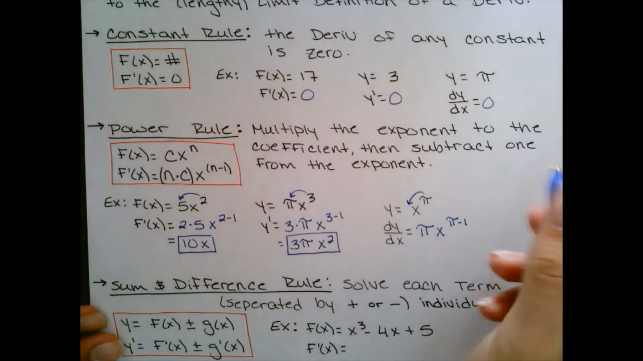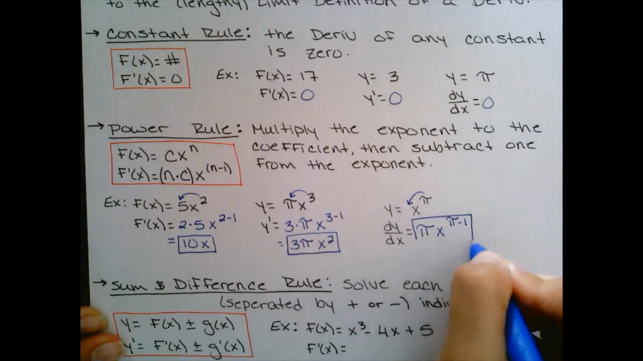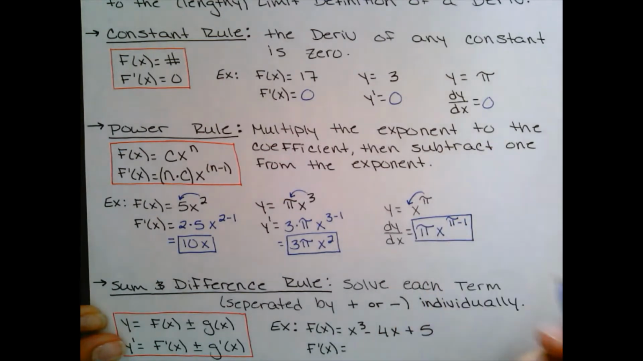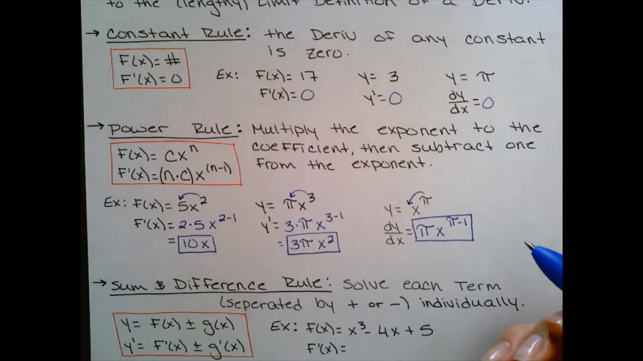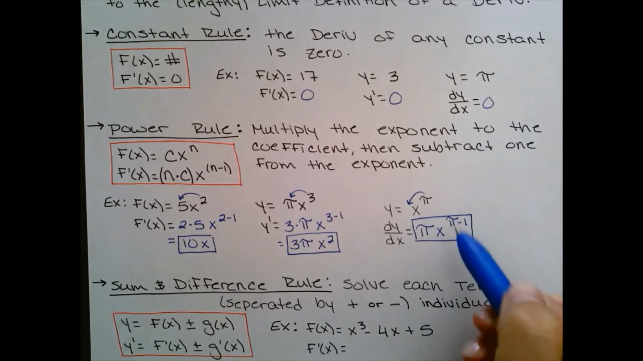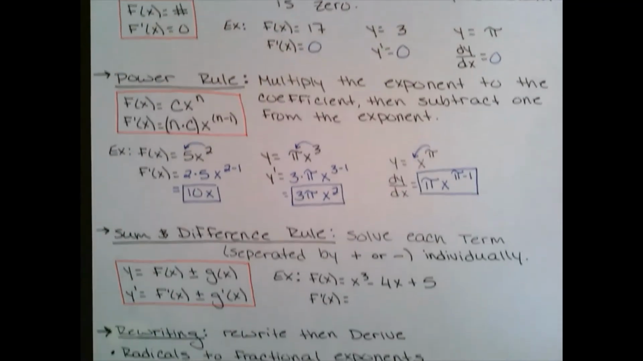Feel free to leave that as pi minus 1. If you start writing something like 2.14, you obviously don't have the ability to write every single decimal in that number, so you'd be rounding it. Okay, so I'd rather you leave it as pi minus 1. All right, let's check out our next rule, sum and difference rule.